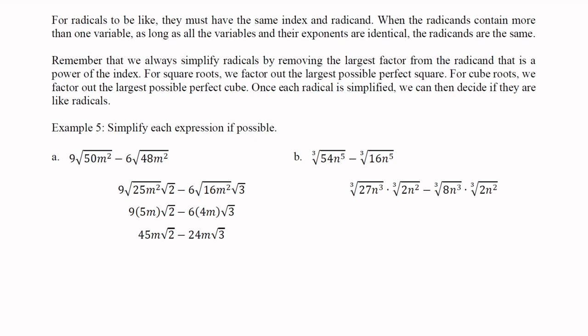We'll go ahead and simplify our cube root of 27 into the third. That's going to give us 3n. Our cube root of 8n to the third is 2n. And since the remaining radical on both of these terms is the cube root of 2n squared, we can combine these two like radicands and get n cube root of 2n squared.